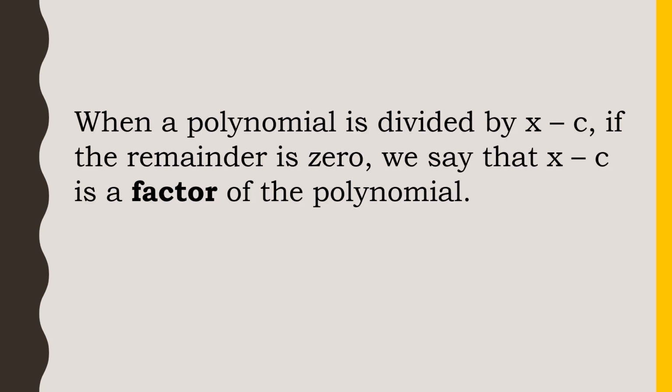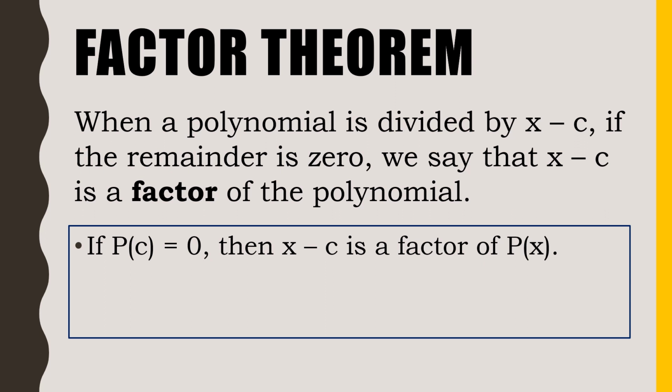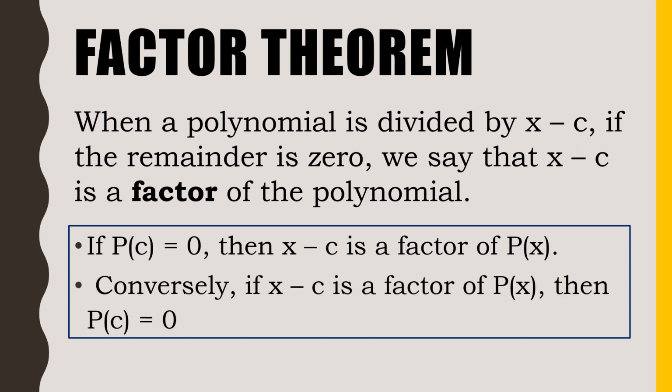Referring to the second example, when a polynomial is divided by x minus c, if the remainder is 0, we say that x minus c is a factor of the polynomial. Through the remainder theorem, we now know that the remainder is related to the evaluation of the polynomial. So, here, we are led to the conclusion of the factor theorem. The factor theorem states that if p of c is equal to 0, then x minus c is a factor of p of x. Conversely, if x minus c is a factor of p of x, then p of c is equal to 0.